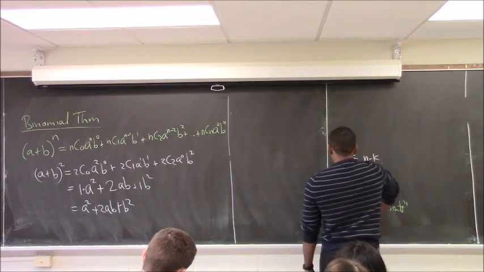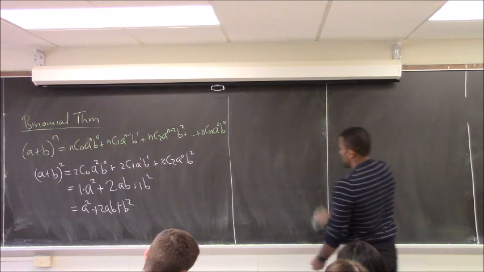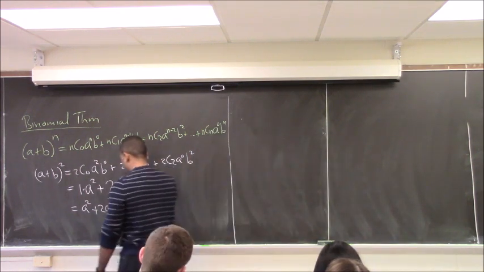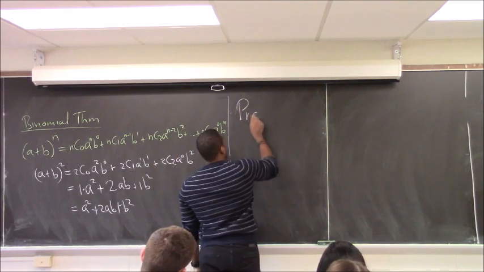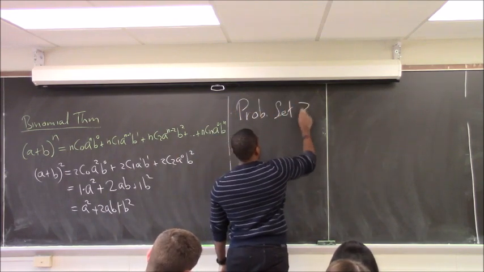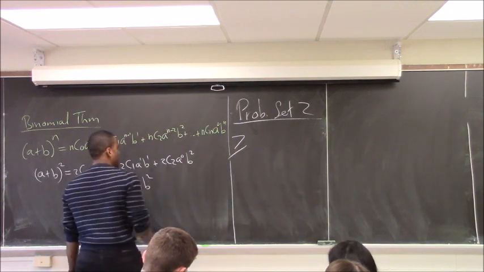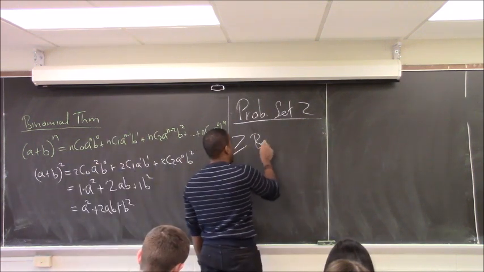Now, going back to the example. Example 7. Probability set 2, problem 7. Now, here's the thing, we have a basketball player.